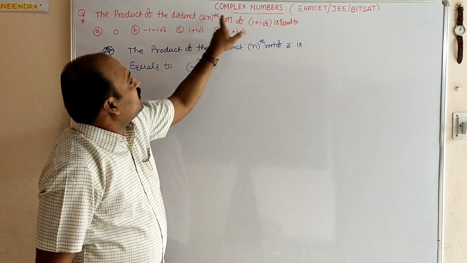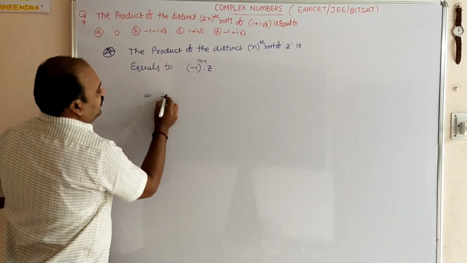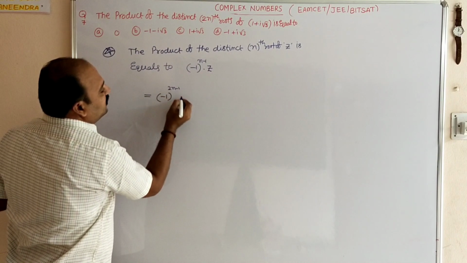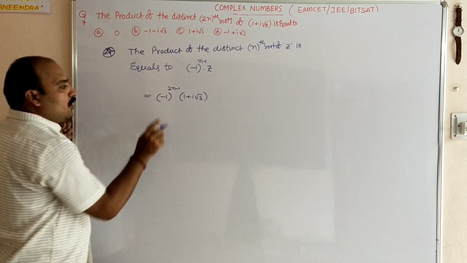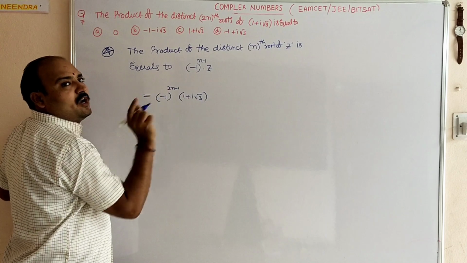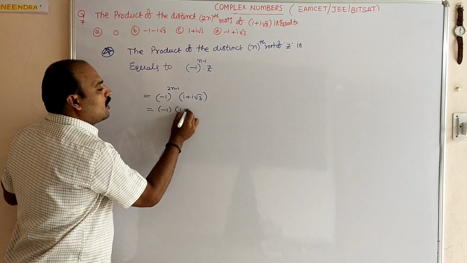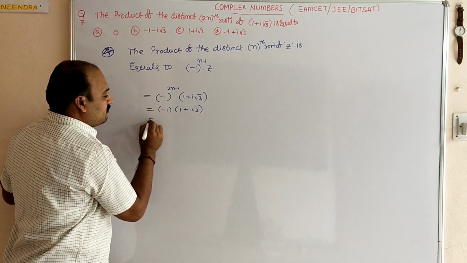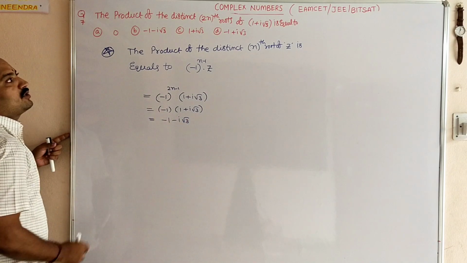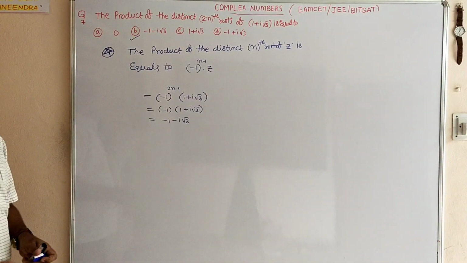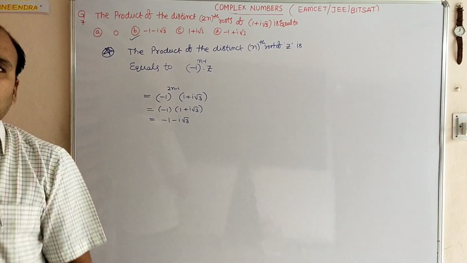Here, in place of n, 2n is there. So according to the problem, it will come as minus 1 whole power 2n minus 1 into the complex number 1 plus i root 3. Minus 1 whole power 2n minus 1 is an odd power, so it will become minus 1 into 1 plus i root 3, which is minus 1 minus i root 3. This is the right answer. So it is there in the second option. You have to remember this important point. We will move to the next one.